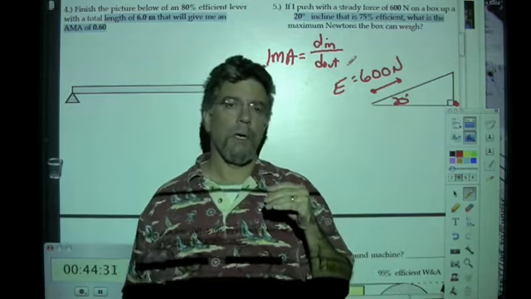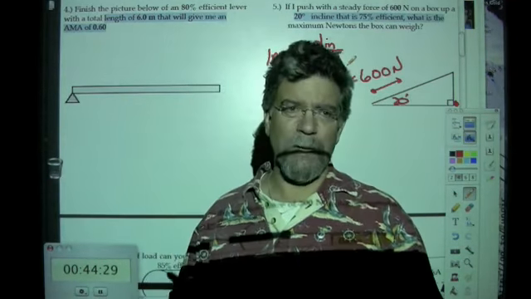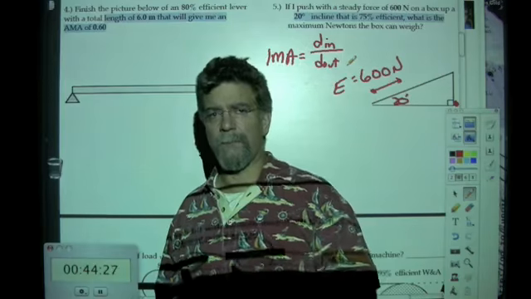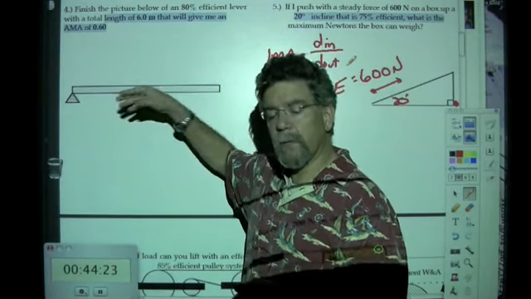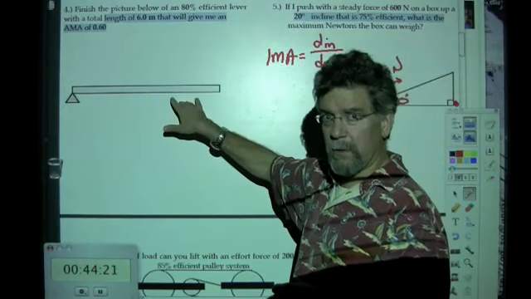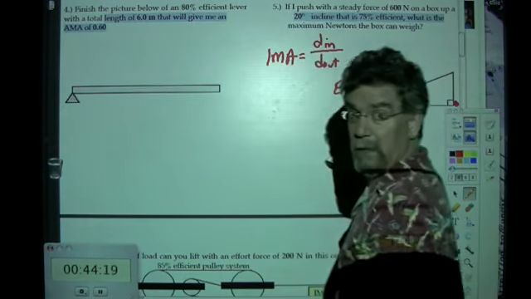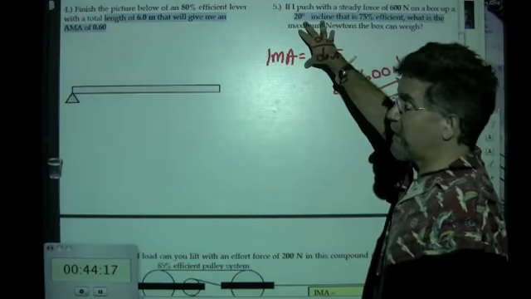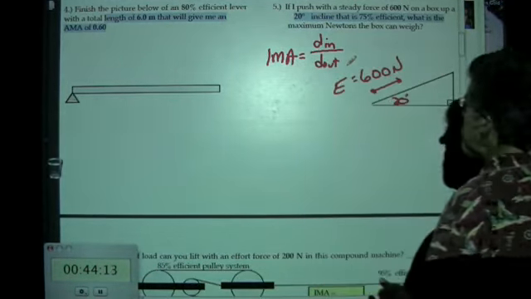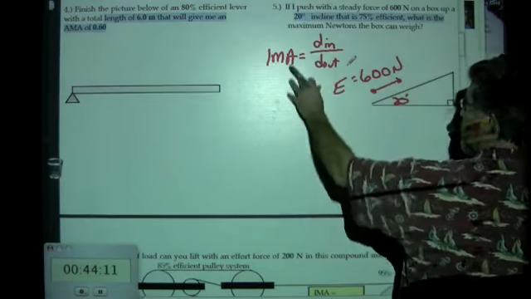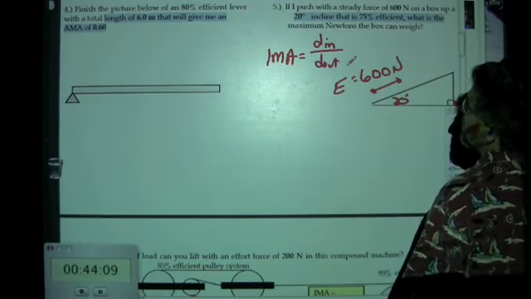So I know it's a lot to memorize all the formulas. Now I'm not saying it's going to be a third class, it might be a second class lever, but it'll be a second or third here. And this will definitely be an inclined plane. It won't be 20 degrees, it'll be about 30 degrees. It'll be something different, right? As long as you know these kinds of formulas, IMA is distance in over distance out.